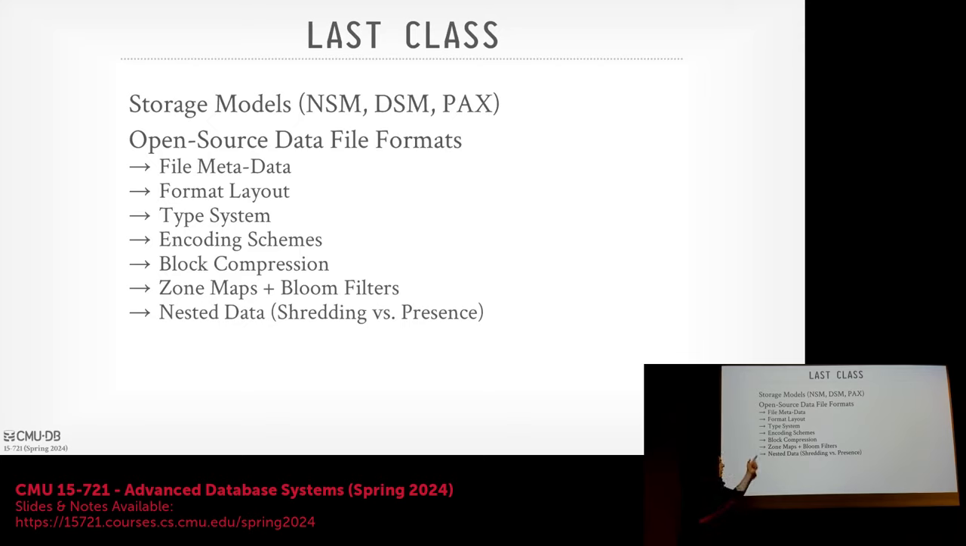Naive block compression, or general purpose compression, is taking whatever you produce from your file from the lightweight encoding schemes, and then just throwing Snappy or Zstandard or GZIP at it. Actually, never use GZIP. Snappy or Zstandard. Then zone maps, bloom filters, and then we rushed through the shredding stuff.